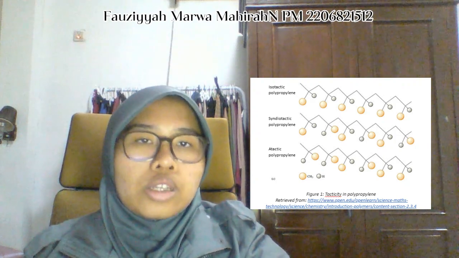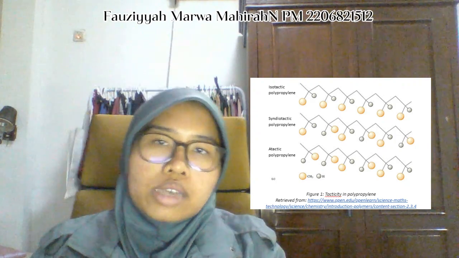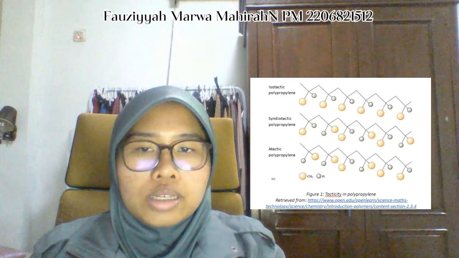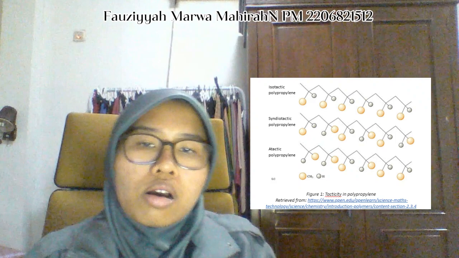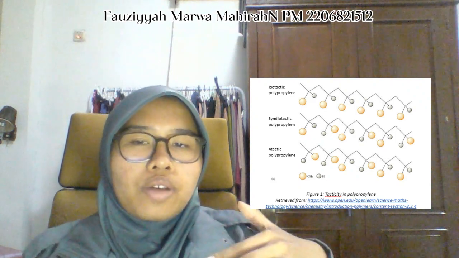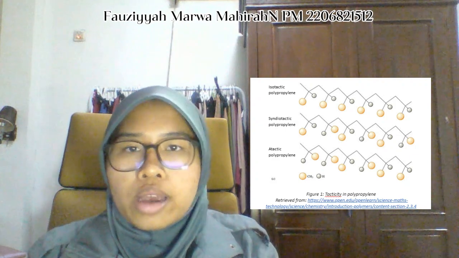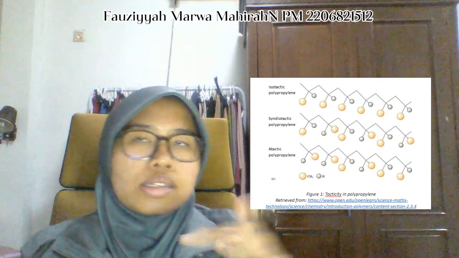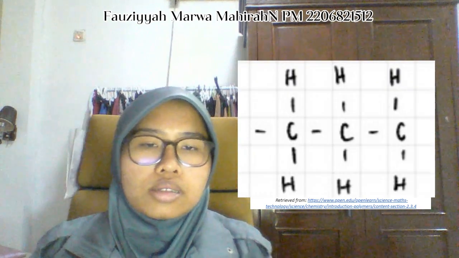Next, another classification is tacticity. Tacticity describes the regularity or the randomness in the placement of the substitution side chains in the polymer chains. There are 3 types of tacticity in polymer: isotactic, syndiotactic, and atactic. In an isotactic polymer, the side chains are all on the same side of the polymer backbone and they have the same stereochemical configuration. So basically all the side groups are oriented in the same direction. An example is polypropylene and polyethylene.